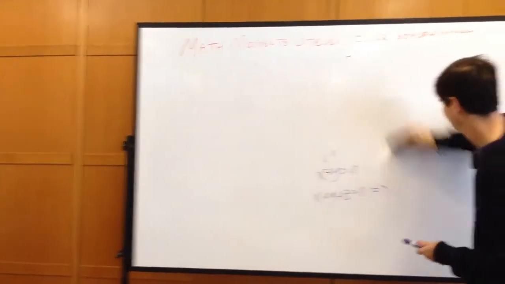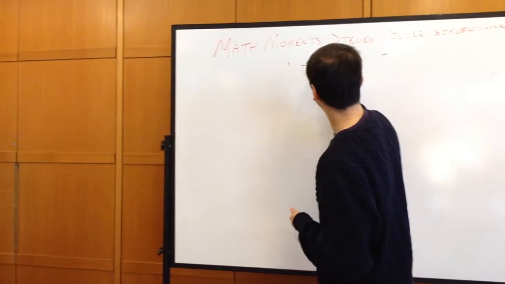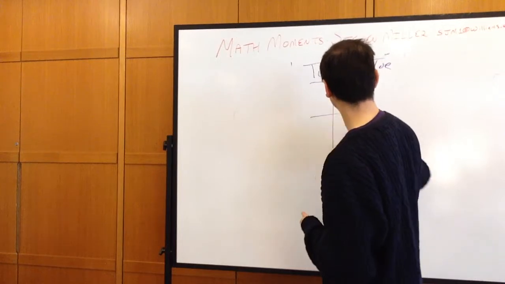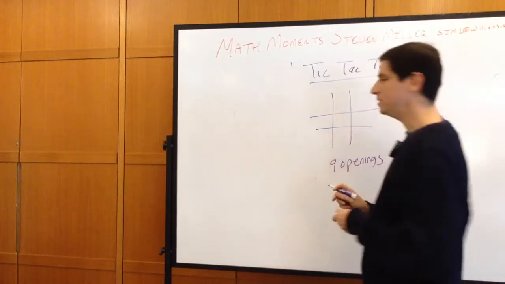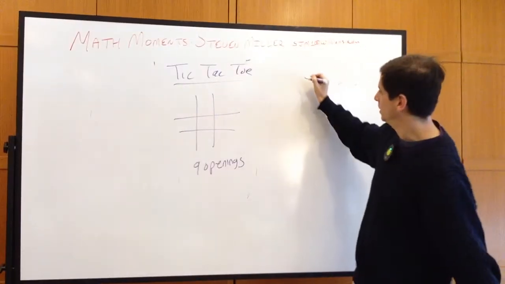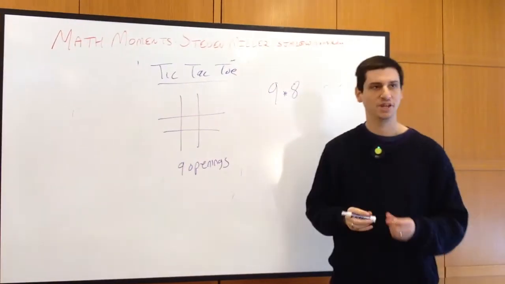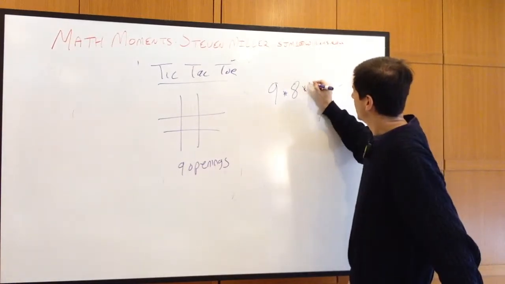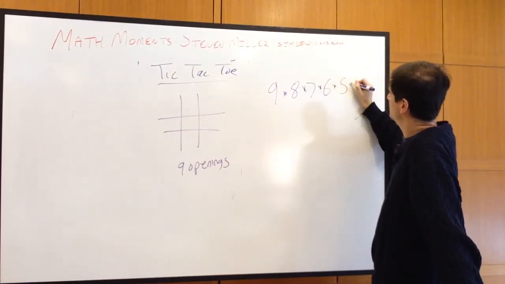So tic-tac-toe is one of the greatest games of all time. How many opening moves are there in tic-tac-toe? 9. So there are 9 opening moves. How many responses are there? So if I want to look at all the possible games with just 2 moves, there's 9 times 8. How many responses are there to the response? And then responses to that. Responses to that. Responses to that.